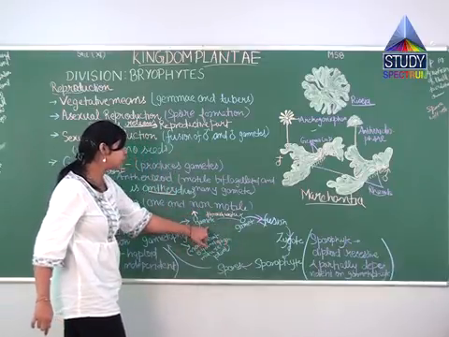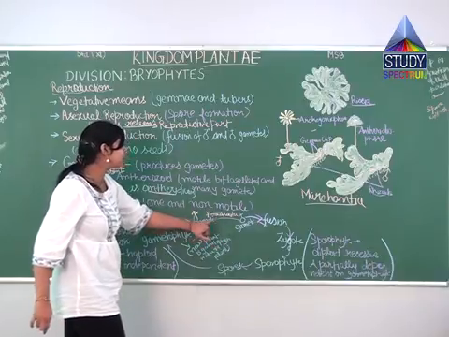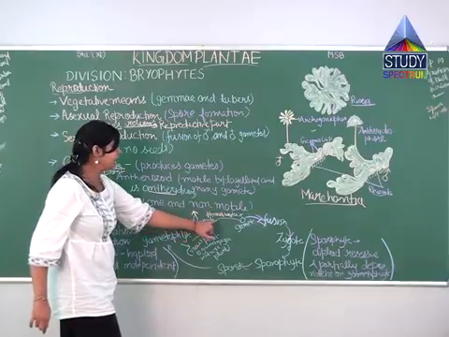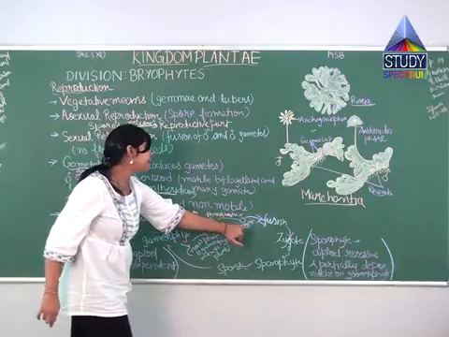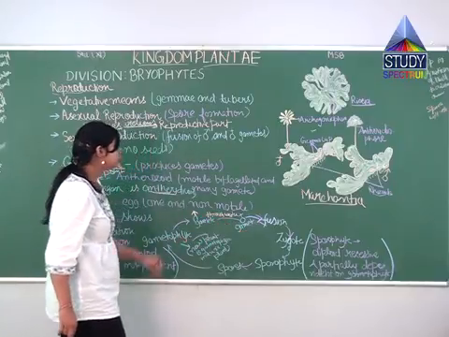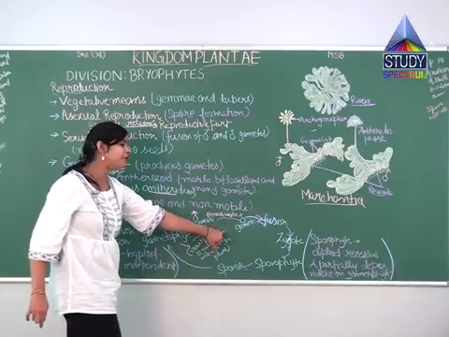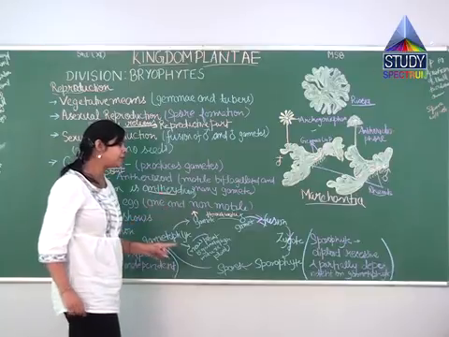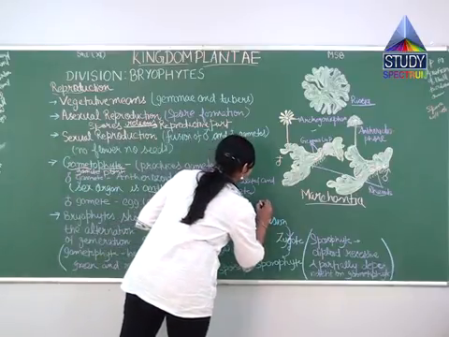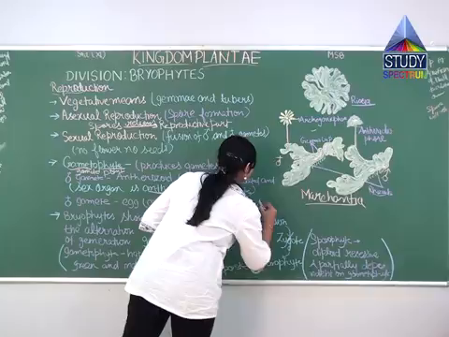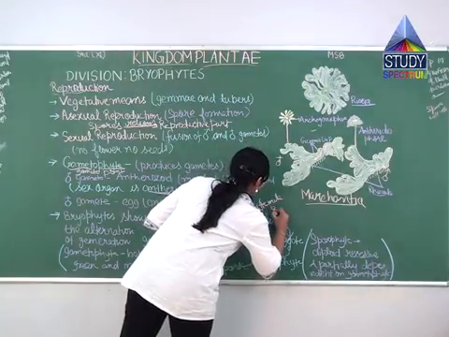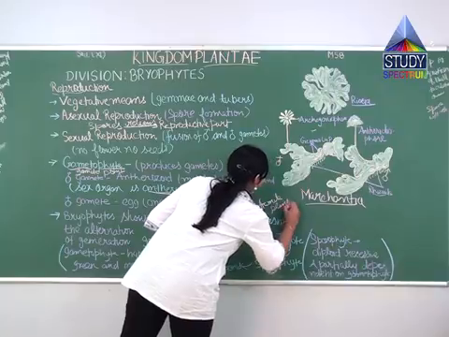It can reach through water. So they need a medium, which will be water. So this male gamete will reach the female gamete. The female gamete will be on the female gametophyte. So reproduction will always take place at the female plant. Here reproduction takes place at the female plant body.